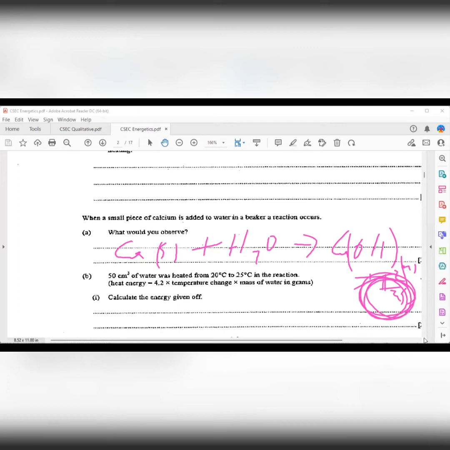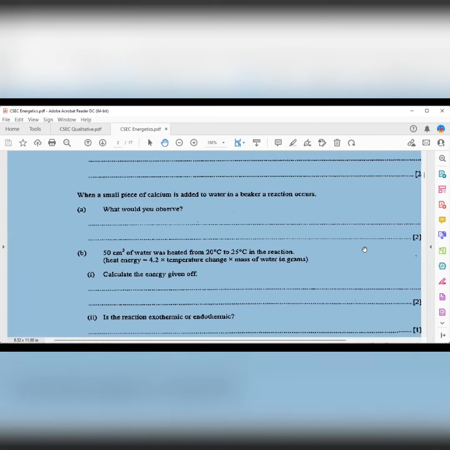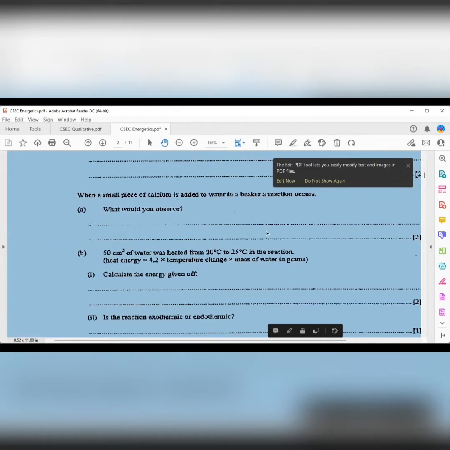When we say effervescence, we mean bubbles. So you would say bubbles, we say effervescence. See, effervescence sounds like you're smarter, but it's just bubbles, really. Okay, so you'd observe bubbles and you can write the equation to get the 2 marks because it's 2 marks. They're not going to give you 2 marks for nothing, I can tell you that.